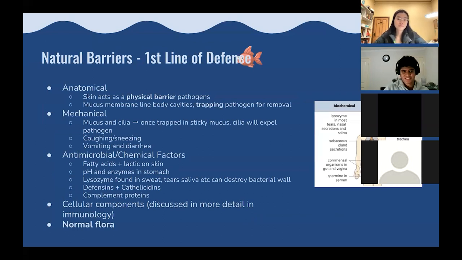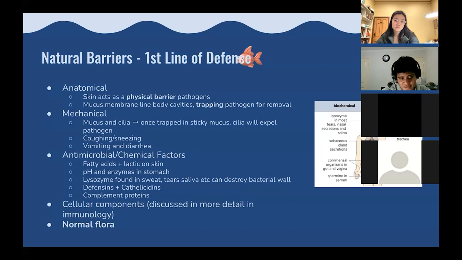So you need to know basically all of these, the anatomical ones meaning your physical barriers, stuff that traps pathogens, right? So mainly it's going to be your skin and your mucous membranes. Mechanical is the mucus and the cilia, because as the cilia beats, the mucus is pushed up your trachea and then out. Now, you've also got coughing and sneezing, vomiting and diarrhea. You can kind of tell how that's mechanical, because your body is moving in order to try and expel something, right? So being able to identify the type of barrier is also really important. So knowing what's mechanical, what's anatomical, etc.